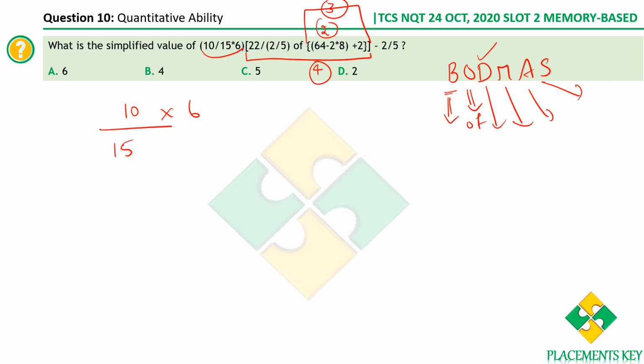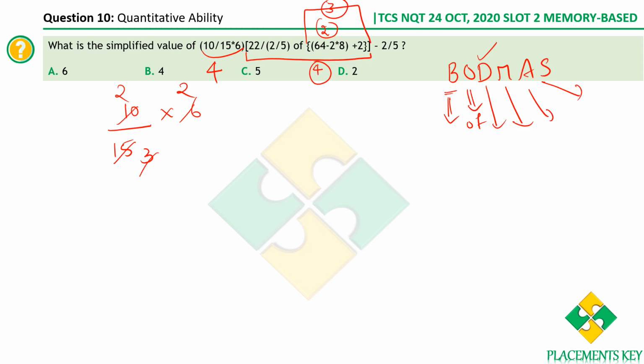So 10 by 15 came first, then we have multiplied. So what is the value that we get? 5 3s are 15, 5 2s are 10, 3 ones are 3, 2. So you get the value of this as 4. I hope this is clear. Division comes first, so 10 by 15 comes first, then into 6. So we have got this value as 4.